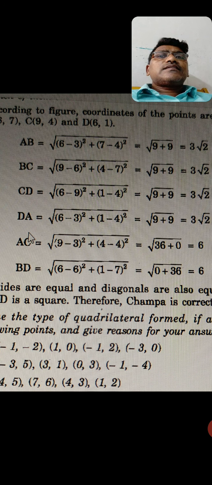So root 18 is not a perfect square root. You take the LCM, so you will get 3 twice. So 2 times means the square root comes out as 9 into 2. The square root of 9 becomes 3, so it becomes 3 root 2.